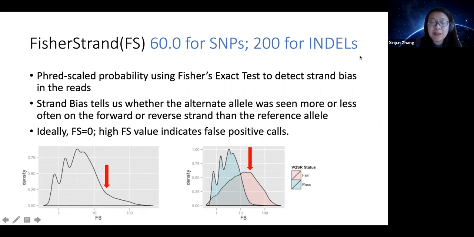For indels, because indels are uncertain, like structural variants are hard to map and hard to call in the first place, we can put an even higher threshold. But in any case, we figure that an FS higher than 60 is a good threshold to filter some of the SNPs.